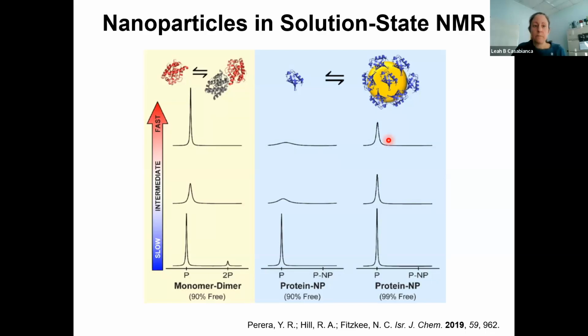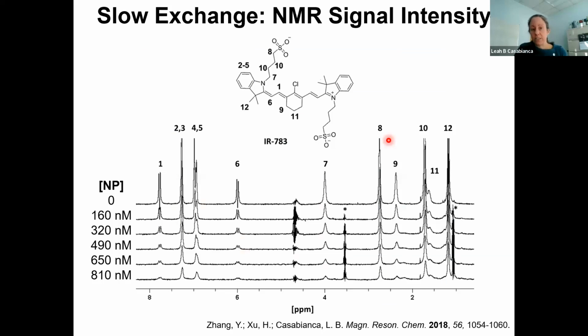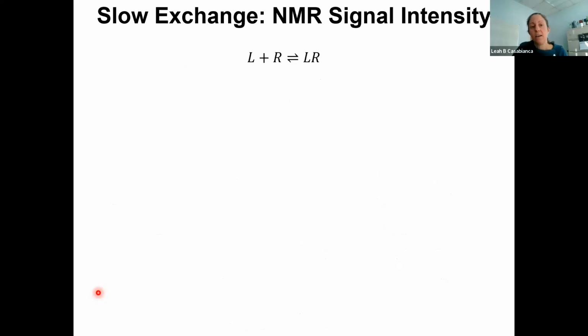So looking at the different regimes, if we are in the slow exchange regime or strong binding, we can examine the decrease in NMR signal intensity. So essentially the bound ligand in this case is going to be broadened into the baseline and it will disappear from our spectrum. So this system is a dye, and we're adding increasing amounts of polystyrene nanoparticles. In this case, we don't see an appreciable line broadening or changing chemical shift, but we do see a decrease in signal intensity as we increase the concentration of nanoparticles.